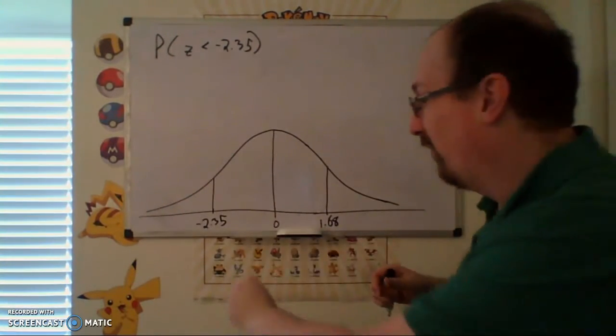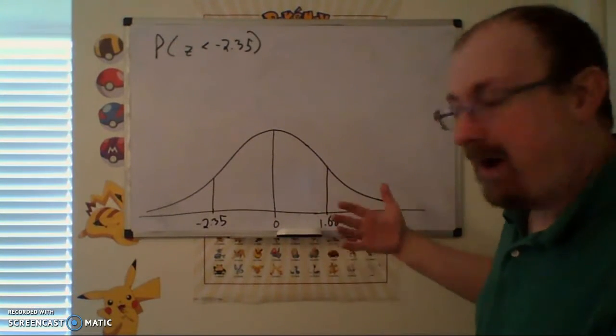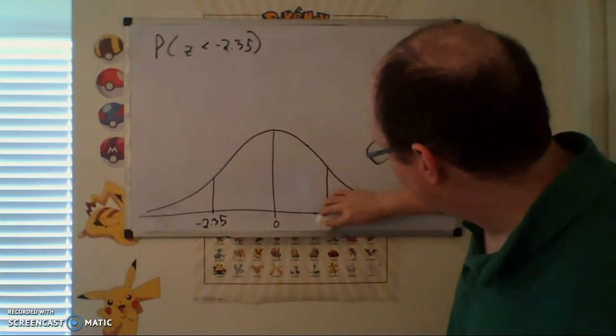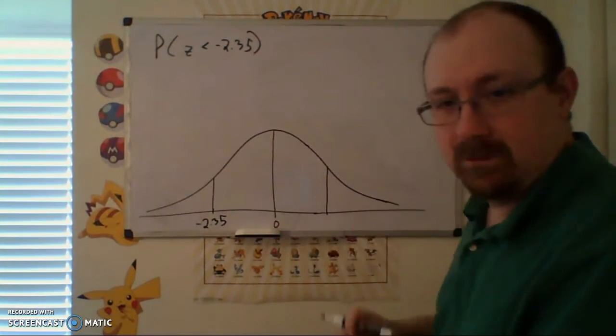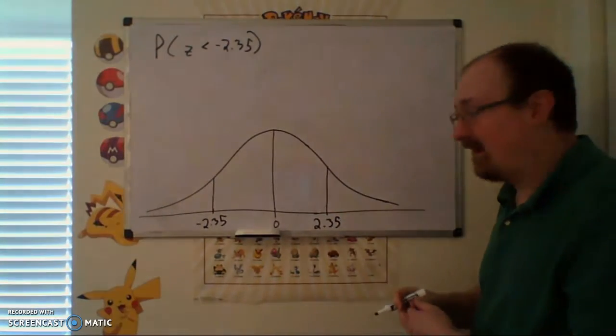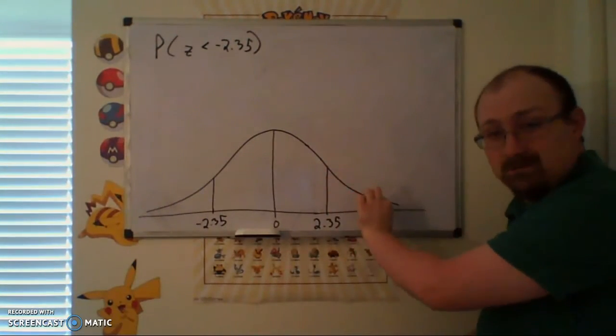We want that tail that's over here on this end. We can still use that drop and flip move, though. So get rid of my positive 1.68. I can't erase him cleanly enough. So, yeah, all right. So we would have positive 2.35 over here, and when we mirror image that area, we've got this little tail on this side.